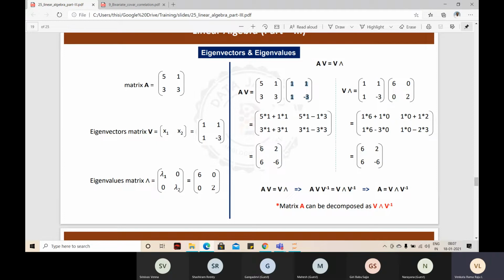We multiplied these two. I got 6, 6, 2, minus 6. Right. And then I have taken V and I multiplied with lambda. Right, this is the lambda matrix. I have got 6, 6. No, 6, 2, 6, minus 6.